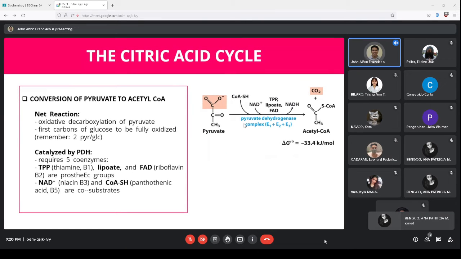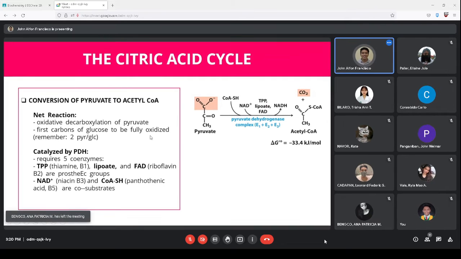Okay? So in the conversion of pyruvate to acetyl-CoA, the net reaction is that you just decarboxylate your pyruvate, with the introduction of coenzymes. So the first carbons of glucose are to be fully oxidized. Remember that in our glucose, we have two pyruvates that are used.